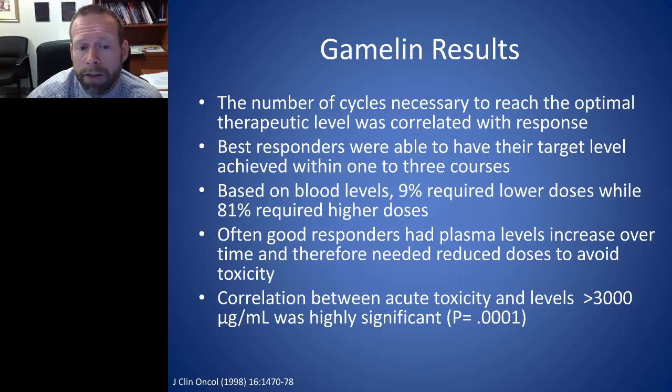Another interesting finding is that the folks that responded well, their plasma levels increased. So while initially there may have been a necessary dosage increase to achieve the therapeutic target, once that therapeutic target was achieved and the patients were responding to the cancer, then the dose had to be adjusted again to avoid toxicity. And they did find a correlation between acute toxicity and levels greater than 3,000 that was highly significant. So again, they found that many patients were underdosed, and they were able to avoid toxicity by keeping the patients under that target of 3,000 micrograms per mil.